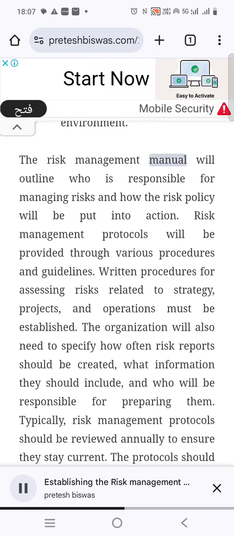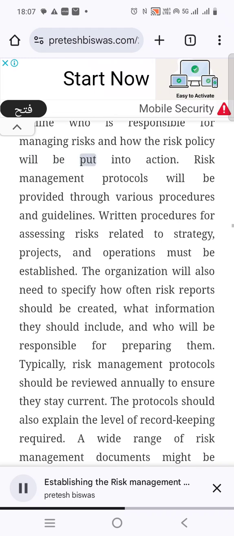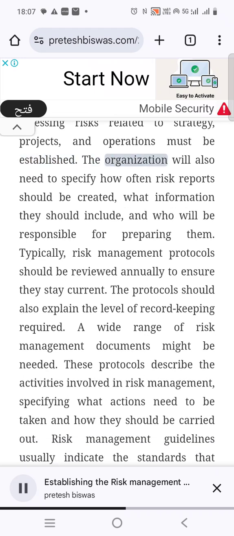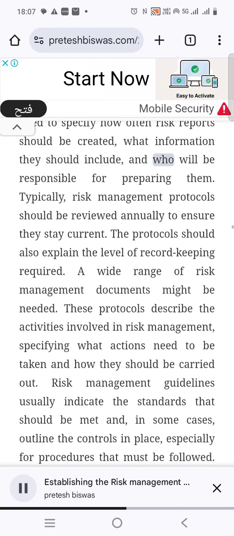The Risk Management Manual will outline who is responsible for managing risks and how the risk policy will be put into action. Risk management protocols will be provided through various procedures and guidelines. Written procedures for assessing risks related to strategy, projects, and operations must be established. The organization will also need to specify how often risk reports should be created, what information they should include, and who will be responsible for preparing them.